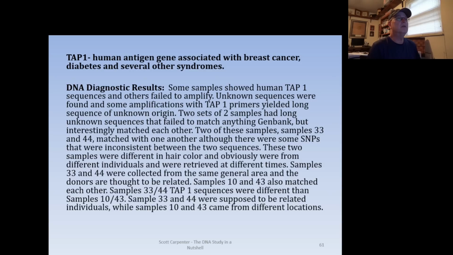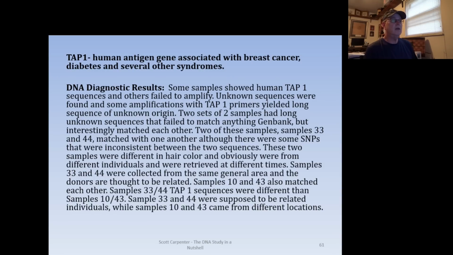Two of these samples, 33 and 44, matched with one another, although there were some SNPs that were inconsistent between the two sequences. These two samples were different in hair color, and obviously were from two different individuals, and were retrieved at different times. Samples 33 and 34 were collected from the same general area, and the donors thought to be related.